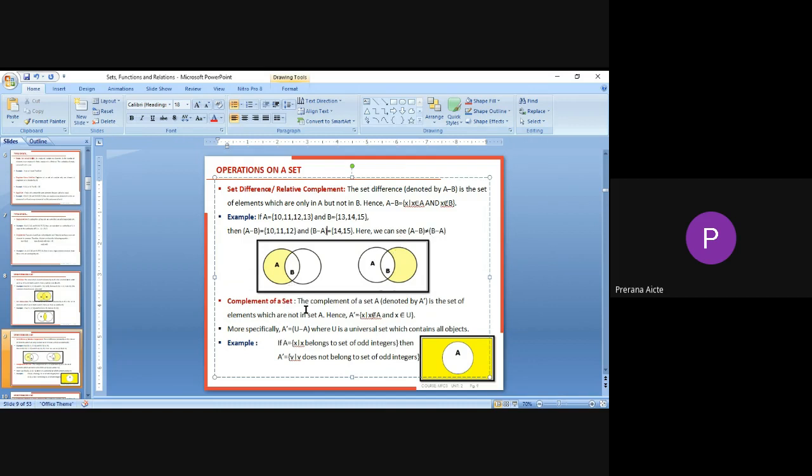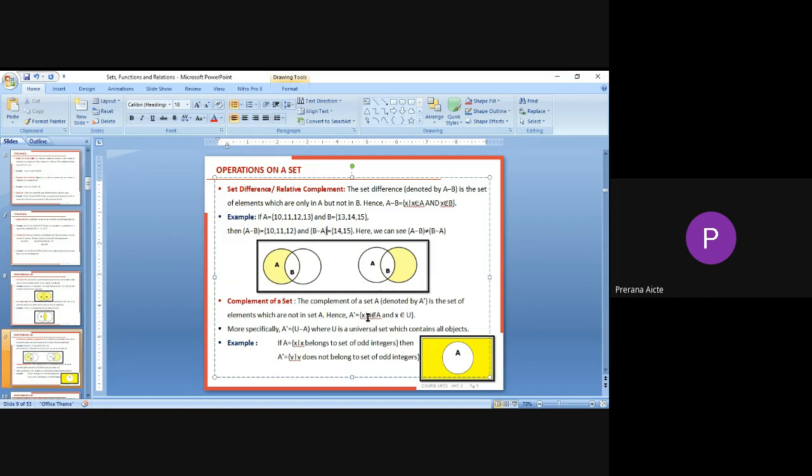And the complement of a set. The complement of a set is the set of elements which are not in set A. So with respect to the universal set, the complement of a set will be identified. So we are going to consider the elements which are not in set A, but they are in the universal set. Then that is called the complement of the given set.